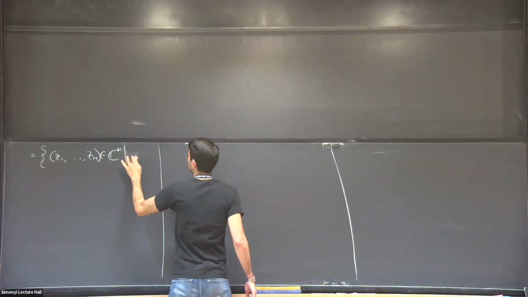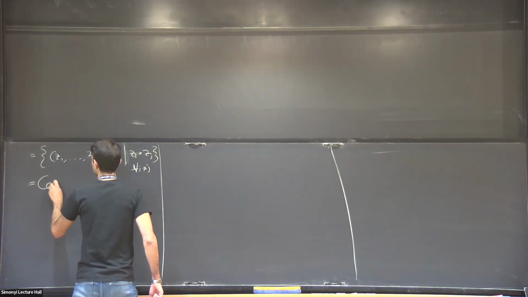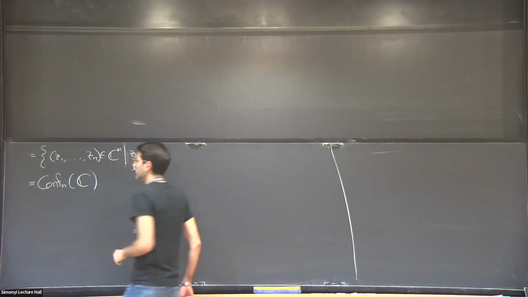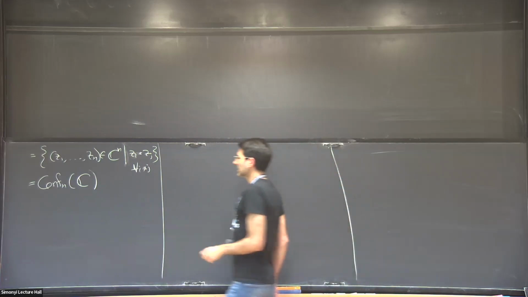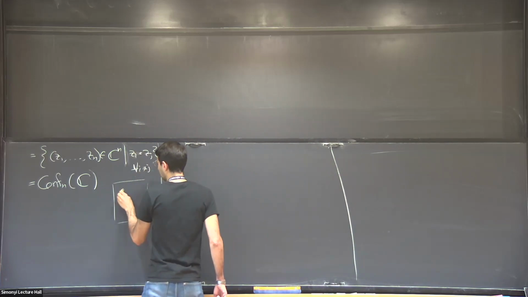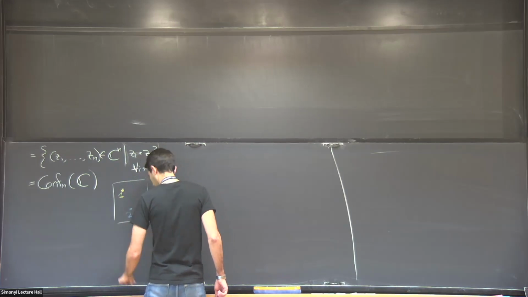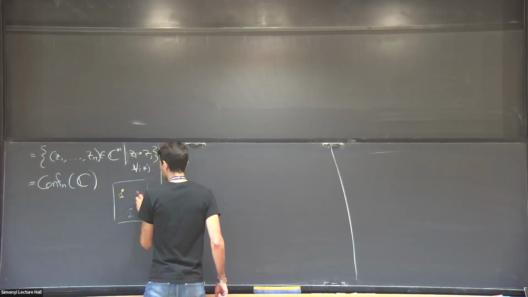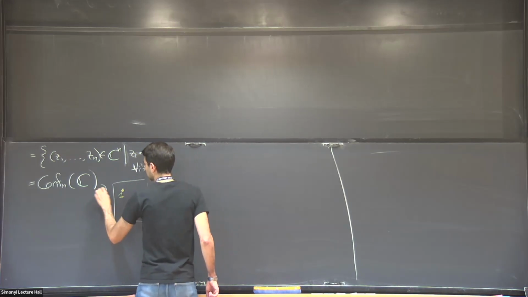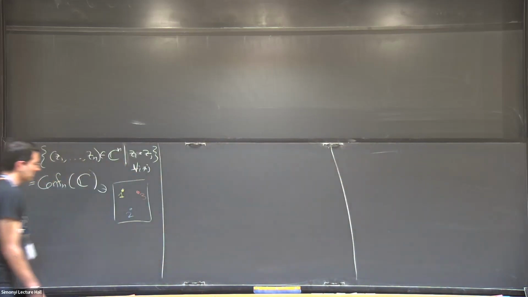So z_i is not equal to z_j for all i and j. And this is the space that many people would call the configuration space of n points in the plane. An example of a point in this space is: I have a bunch of points, and I know which is the first, which is the second, which is the third. And this is an example of a point in this space.